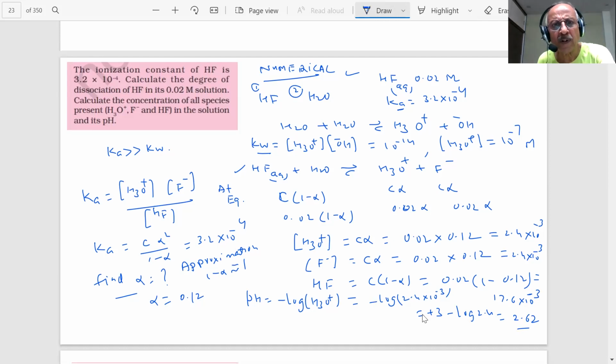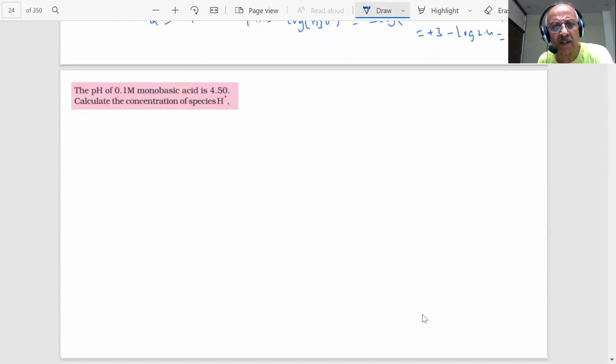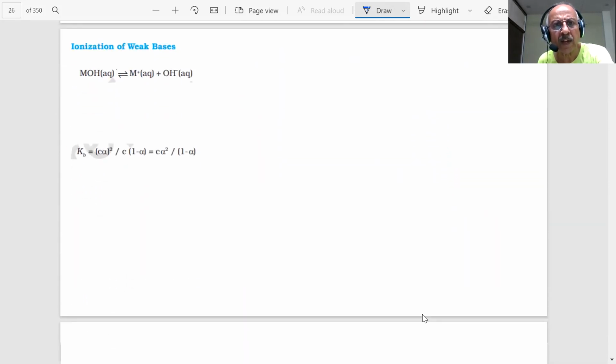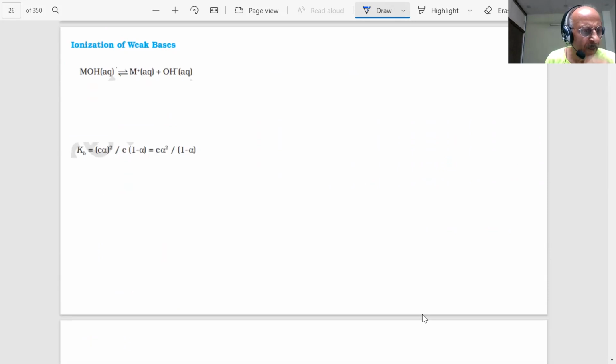So by this way, students, it is possible to calculate the pH of the weak acids which we have. Now what will happen, students, if I have a weak base? Examples of weak bases, can you tell me which are the weak bases? Ammonium hydroxide, you know, is a weak base, and ammonia when you dissolve in water.